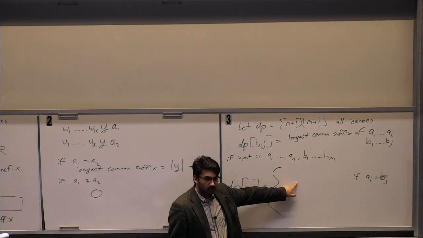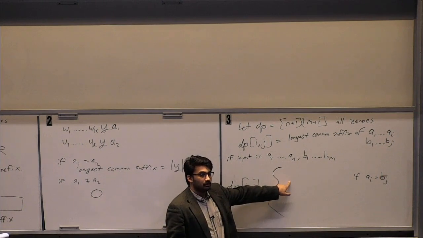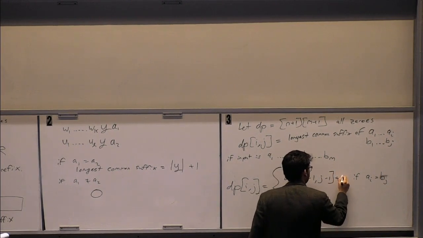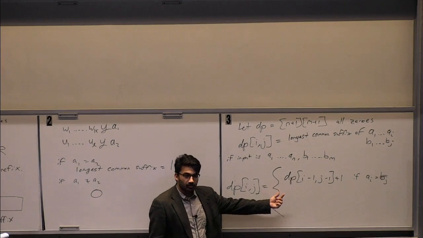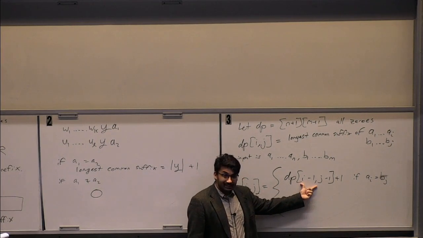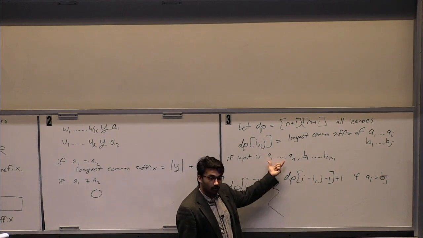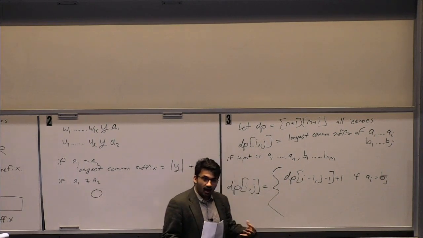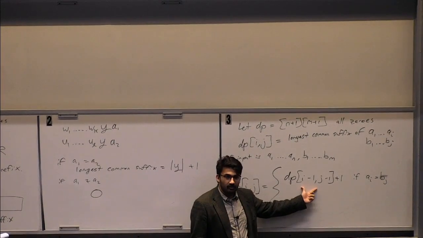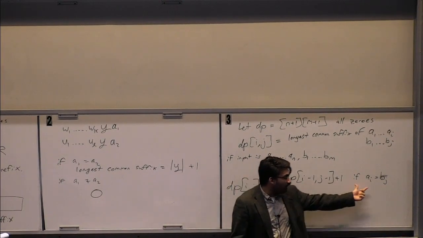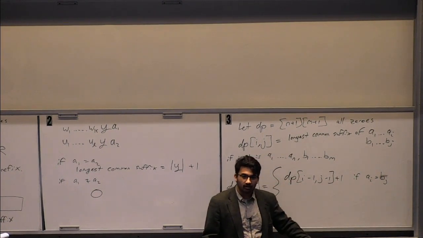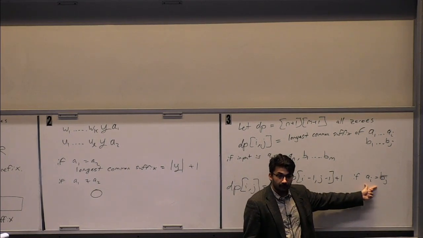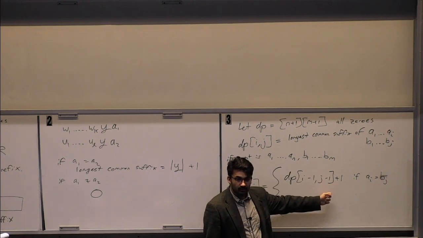dp of i, we are indexed by two variables. Correct. dp of i minus 1, j minus 1, plus 1. What is dp of i minus 1, j minus 1? That's the longest common suffix of a1 to ai, b1 to bj, if you ignore their last letters, right? So if there was a common suffix between those, that numerical value will be stored in dp of i minus 1, j minus 1, right? Then you add on one more letter to each of those, and you see, do I still have a longest common suffix? And you do only in the case that ai equals bj, right? Then you add one because you've increased the longest common suffix.